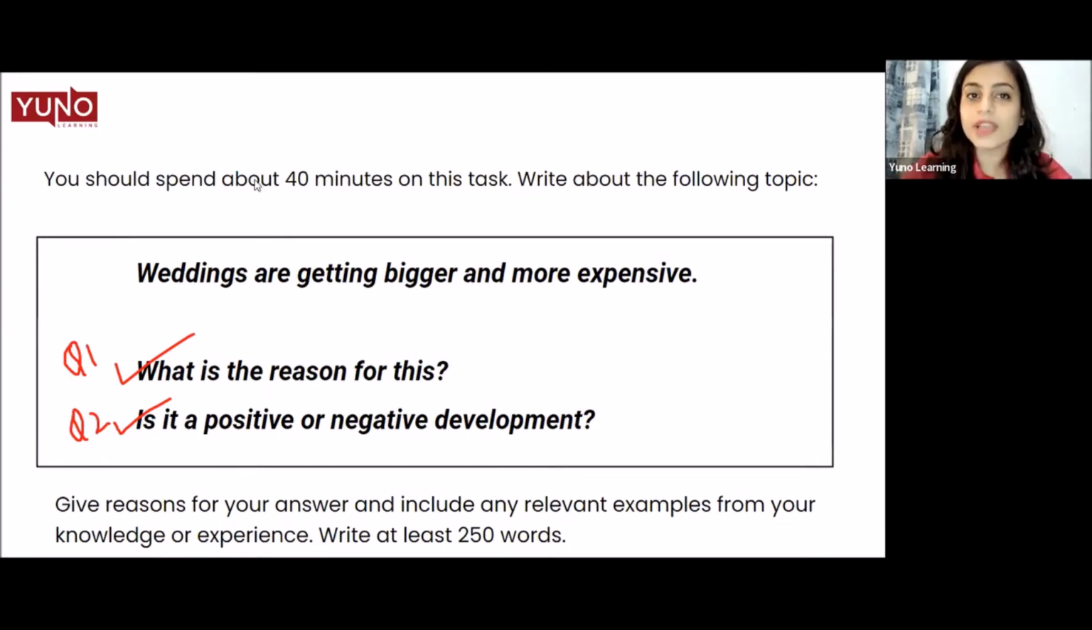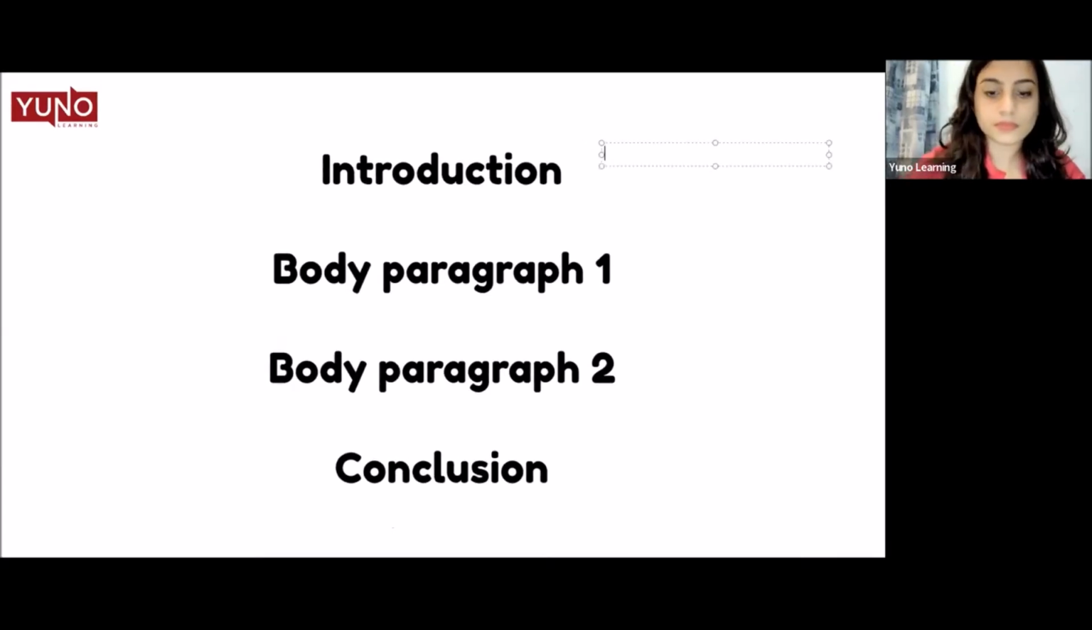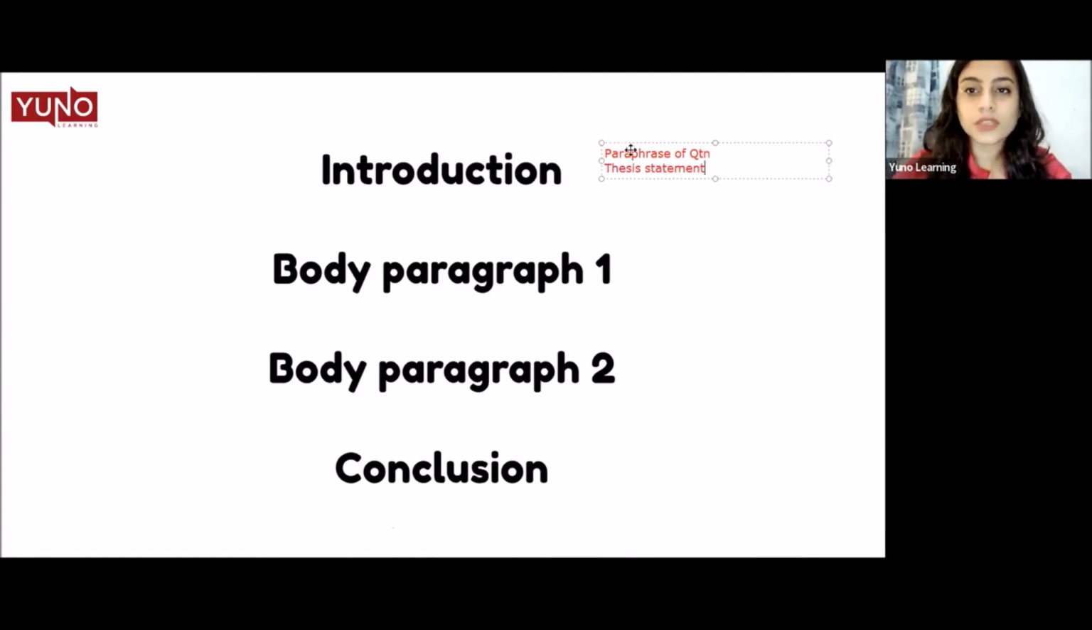So like I said, we have a 4-paragraph structure. As we know, the introduction will start with the paraphrase of the question. So let me write this down. Right? These two things will be here.